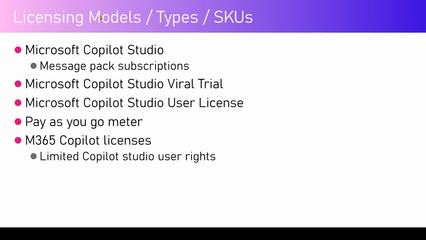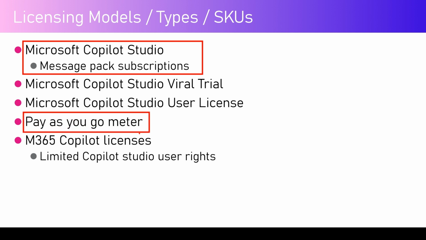Now, licensing models, type, SKUs. There are different ways through which you can license your application. Here we have Microsoft Copilot Studio as the primary one, and then you have the pay as you go meter, and then we have the M365 Copilot license.